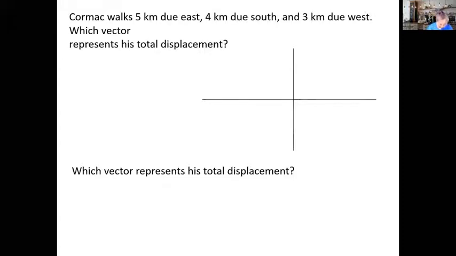So all we need to find is the total displacement. That means after you follow the context with 5 kilometers due east, 4 kilometers due south, then 3 kilometers due west, from the starting point as the initial point and heading to the final destination as the terminal point of the new resultant vector, that's all you have to find, okay?